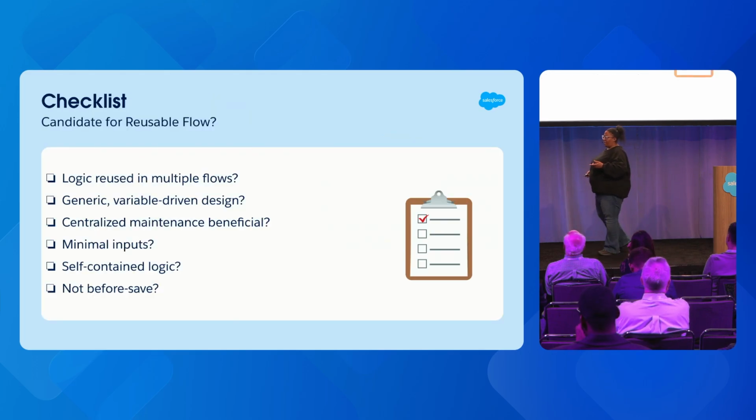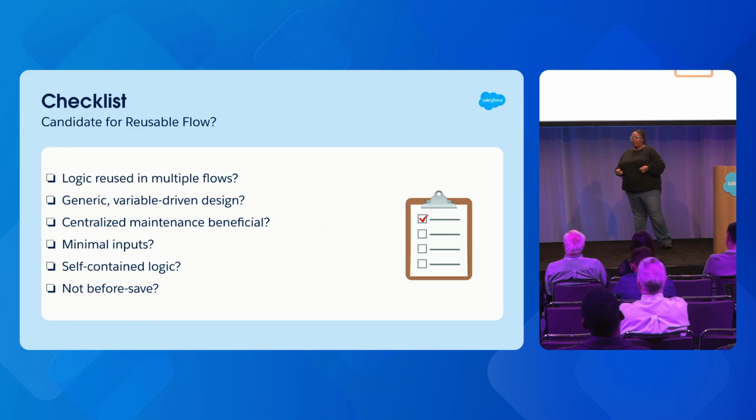So just a quick checklist. If you're starting to look at your organization and want to understand, do you have any candidates for reusable flows? These are some of the questions that you can ask. I won't read through all of them, but feel free to take a photo. It's just a quick start. It's not exhaustive, but something you can start looking at to see maybe there is a use case where I can try this out.